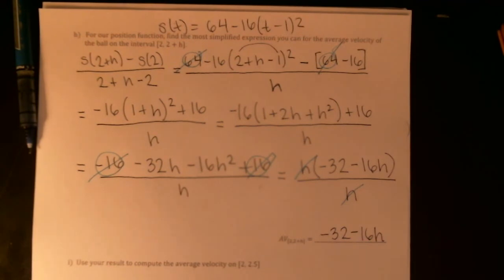Okay, so again, what I've just done is create an average velocity function. If I tell it how long my time interval is, it will tell me the average velocity starting from 2 seconds and using that time interval.